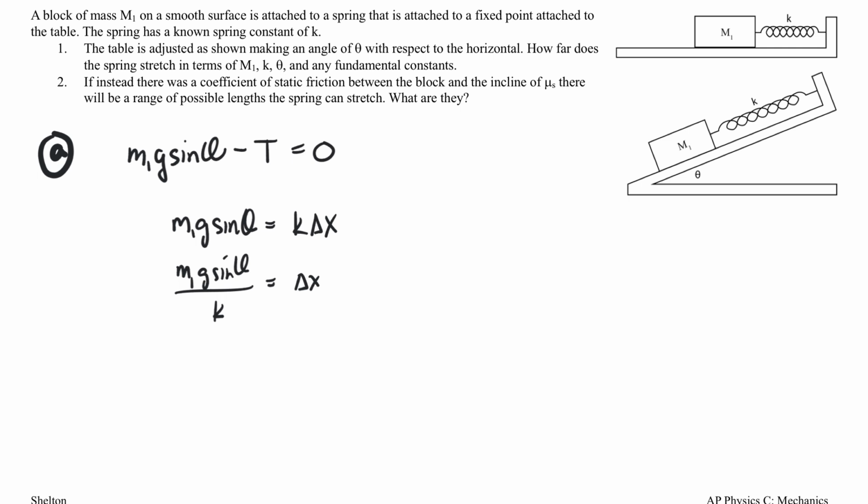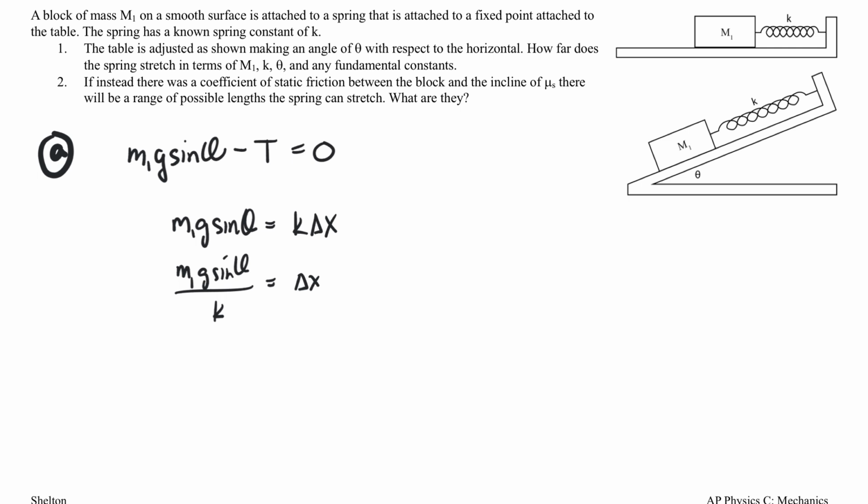Does this make perfect sense? Let's see. If I increase the angle, sine gets bigger when theta gets bigger, so it will stretch the spring more. That makes sense to me. If I put a heavier mass on there, it will stretch the spring more. That makes sense to me. If I make the spring stronger, that will stretch the spring less. Well, that makes sense. It's in the denominator, so if k gets bigger, the spring doesn't stretch as much.